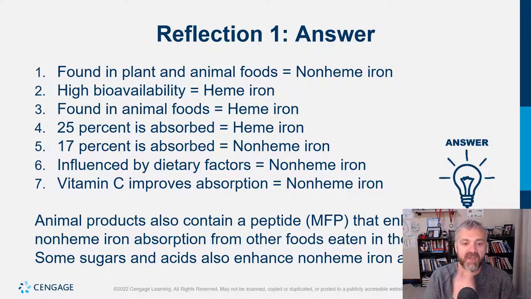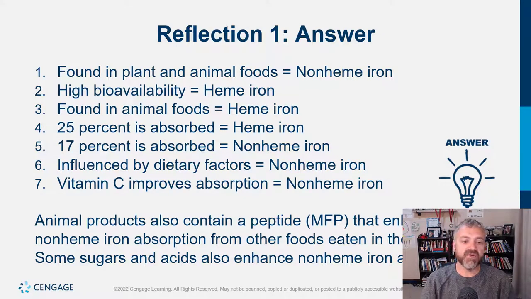All right, so animal products also contain a peptide, which is actually called meat factor or meat factor peptide, that enhances non-heme iron absorption from other foods eaten in the same meal. So that's a big deal. So basically, if you ate that steak and that broccoli, the meat factor that was in the steak would actually increase the absorption of the non-heme iron in the broccoli.